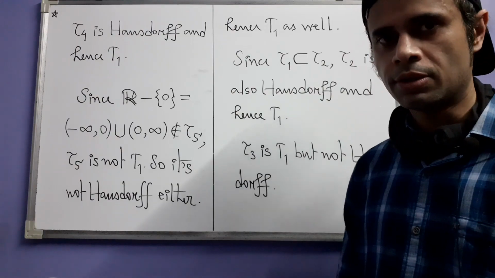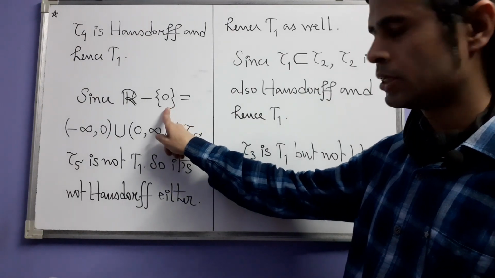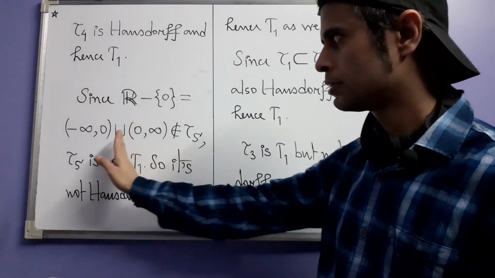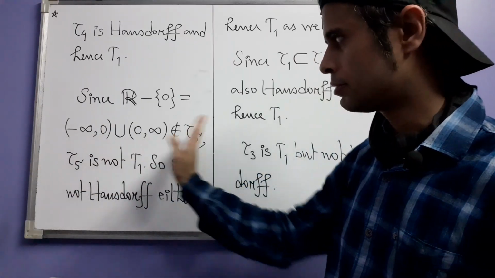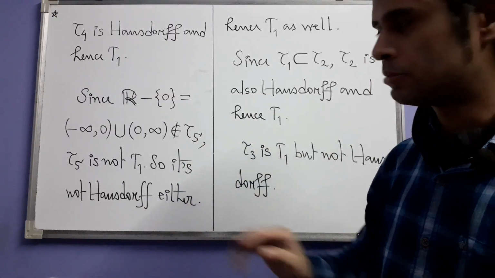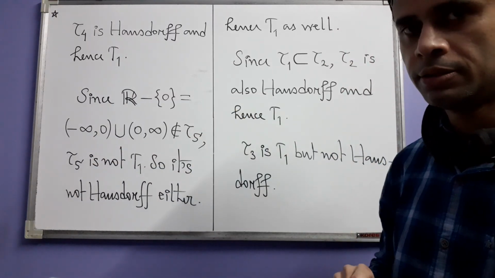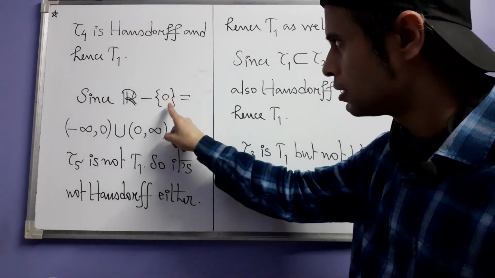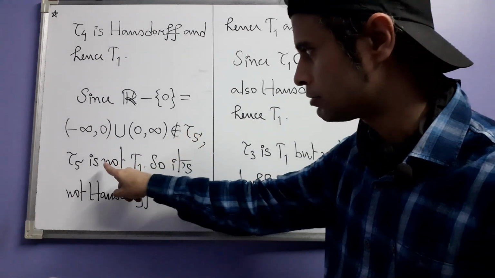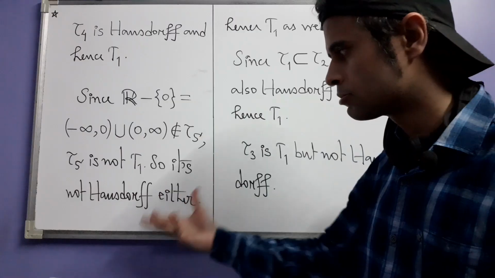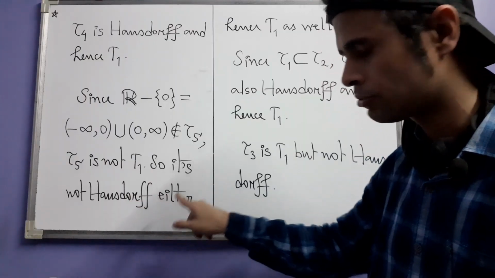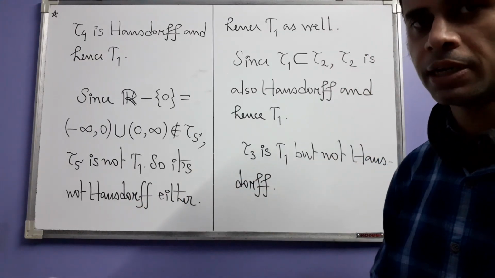And finally, for the topology tau 5, we've considered the complement of the one-point set 0 in R, which of course is the union of these two rays, the left half ray and the right half ray. This set, however, is not in tau 5. That means this is not an open set in this topology. What does it mean? It means that this singleton set is not closed in this topology. And that is why tau 5 is not T1. Because Hausdorff-ness implies T1-ness, lack of T1-ness implies lack of Hausdorff-ness. So it's not Hausdorff either.